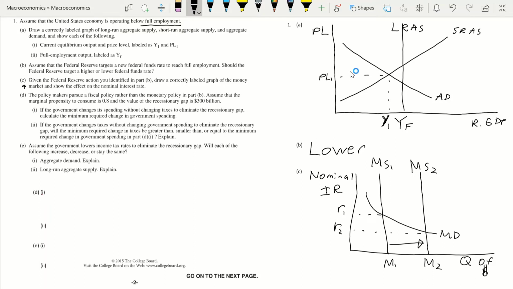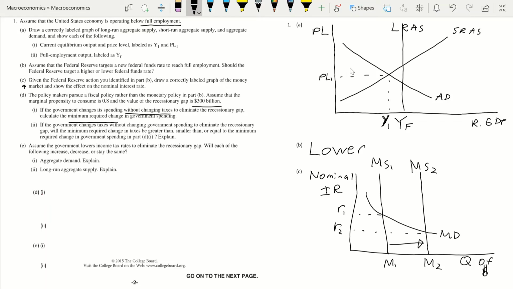All right, so if we look at part D, the policymakers pursue a fiscal policy rather than the monetary policy in part B, right? So this is going to be Congress that's pursuing this fiscal policy. Assume the marginal propensity to consume is 0.8 and the value of the recessionary gap is $300 billion. If the government changes its spending without changing taxes, right, that's telling us that we're going to be talking about the government spending multiplier and not the tax multiplier. To eliminate this recessionary gap, right, so we want it to equal that $300 billion, calculate the minimum required change in government spending.